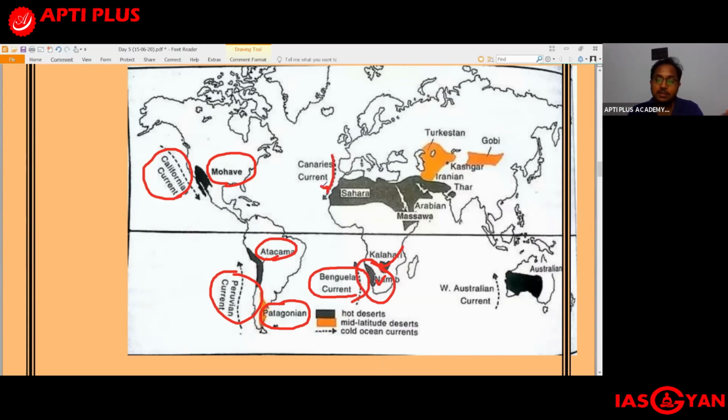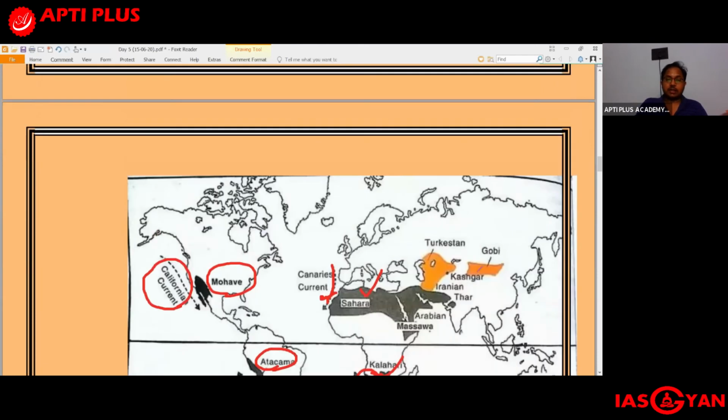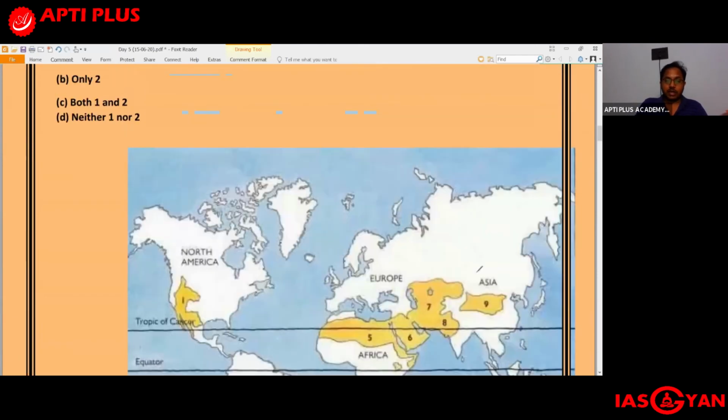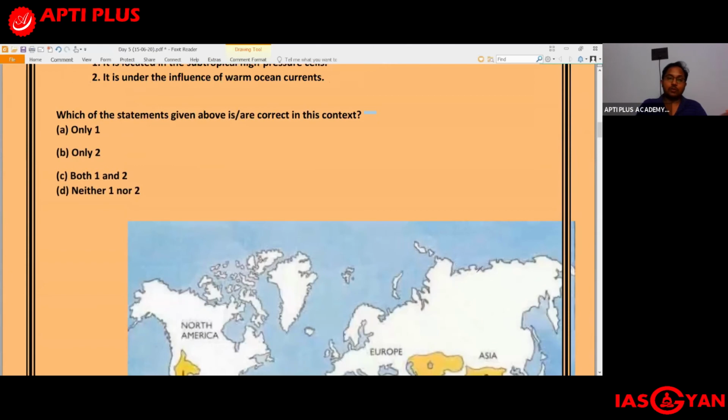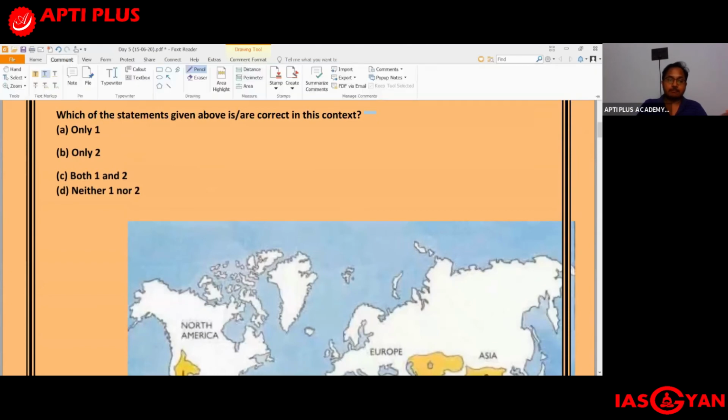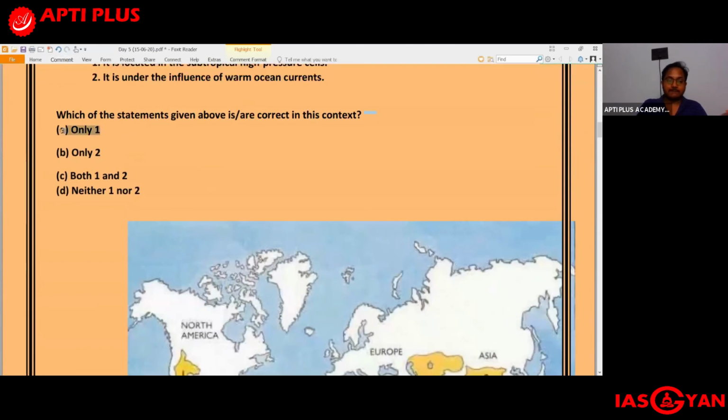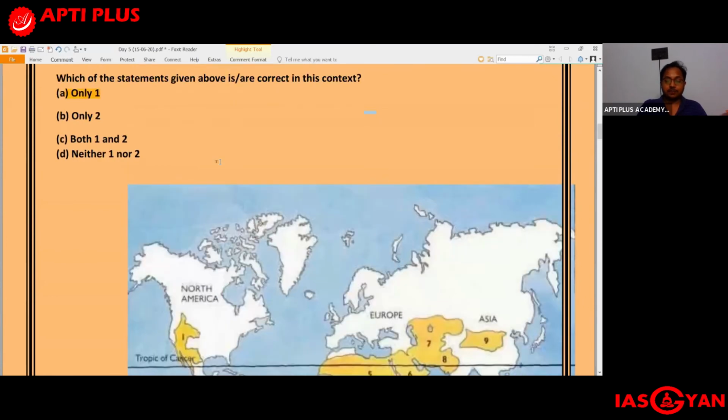Similarly, you also have the Canaries current, which is another cold current, and this Canaries current is responsible for the creation of the Western Sahara Desert. Similarly, you also have the West Australia current. So what I'm trying to make you understand is this: wherever you have cold currents, there is a possibility of giving rise to dry and arid conditions. So yes, the first statement is correct, the second statement is not. Answer should be A, one only.